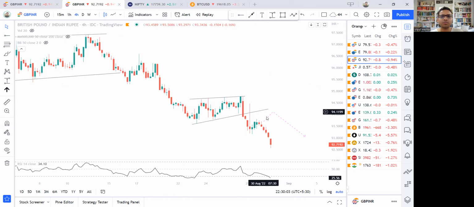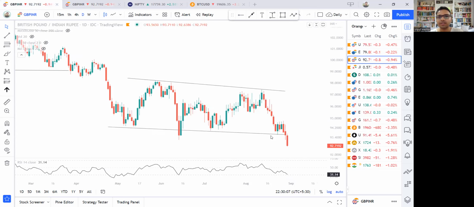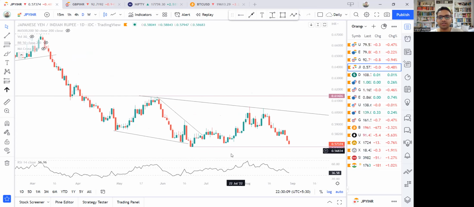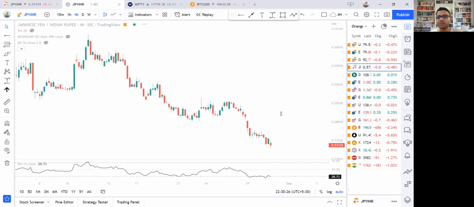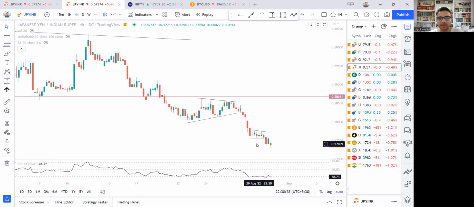So let's see, by then hopefully, or maybe things may normalize, we don't know that yet. Let's continue and look at the Japanese yen. So Japanese yen to Indian rupee has also been falling. Okay, and this was yesterday. This is today. I was kind of expecting that we will go all the way and touch this particular low. We are almost there.